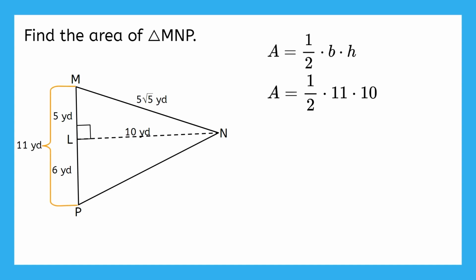What will this give us as a final answer for the area of the triangle? 1/2 times 11 times 10 makes 55. Be careful. What should our units be? The units for the lengths within the triangle are yards, so the area should be square yards. With our units, we now have our final answer.